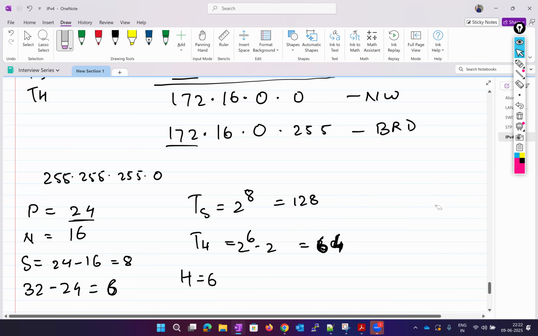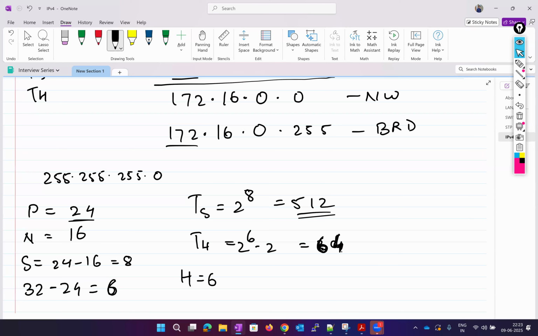So 64, 128, this should be 512. So 512 total number of subnets and 62 hosts, since 64 minus 2 gives us 62. What does this mean? With the network ID over here and the broadcast ID over here, total number of subnets as 512 and total number of hosts per subnet as 62.